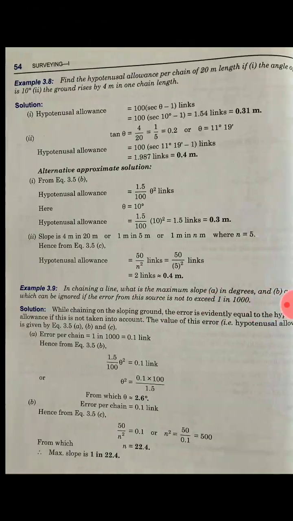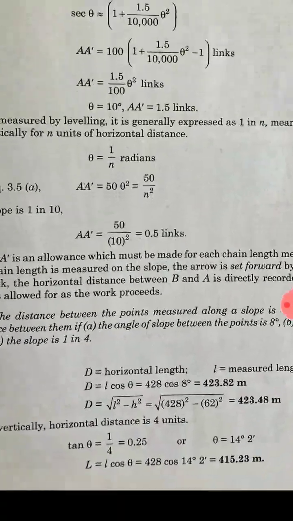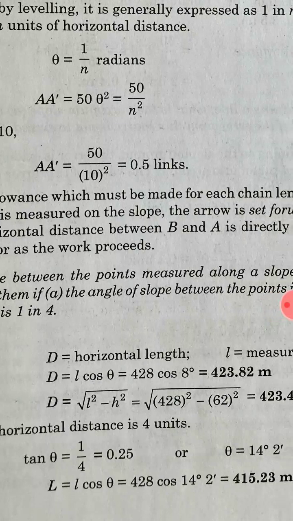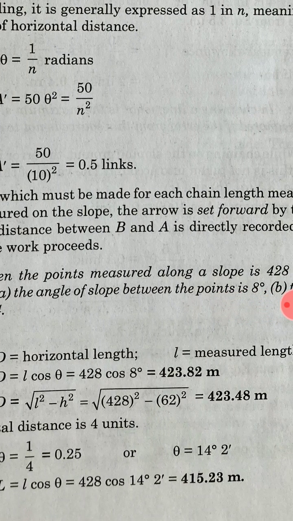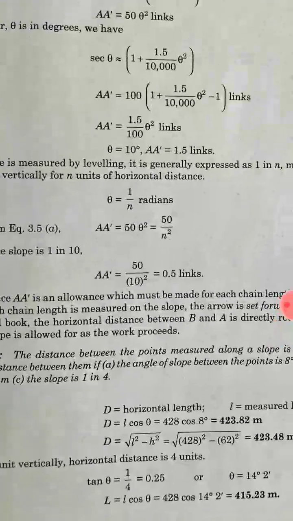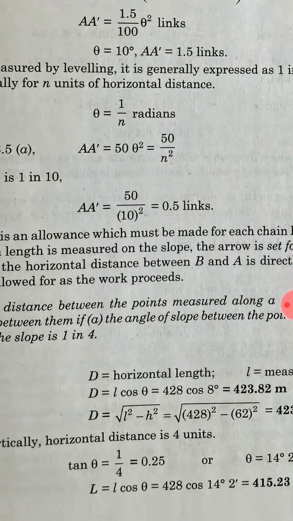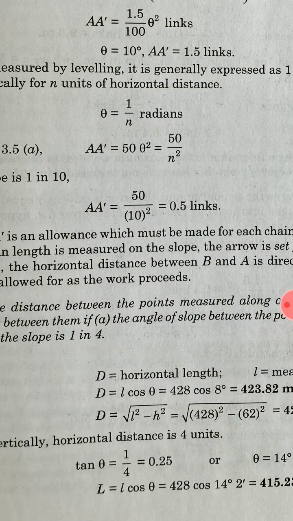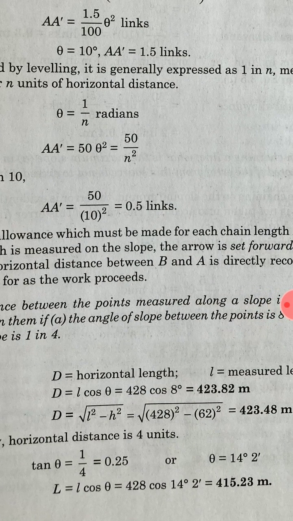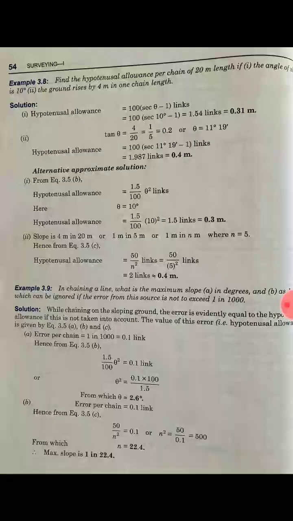In the second case, they have mentioned the difference in elevation is 62 meters. So you have to use the second indirect method: D is equal to square root of L square minus H square, that is 428 square minus 62 square. Next they have given the slope is 1 in 4. Whenever they provide the slope, we have to use the hypotenuse allowance equation, correct. So 1 in 4 means tan theta is equal to 1 by 4, that is 0.25. Theta will be 14 degrees 2 minutes. So D will be L cos theta, which is 415.23 meters. Same case again, we have two problems here.